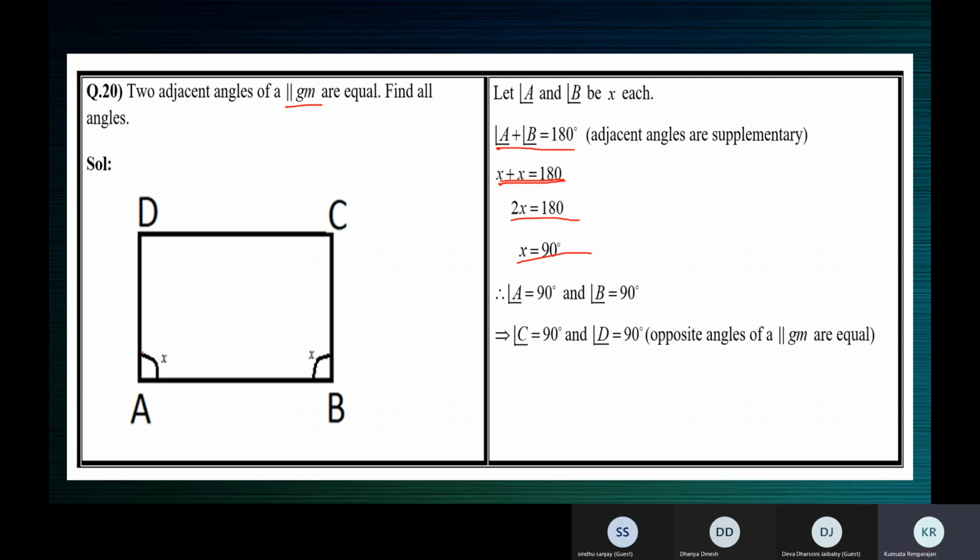So which means angle A is x, which is 90. Angle A is 90. But it's a parallelogram. Opposite angles are equal. So C is also 90. Angle B is 90 because x is 90. Then angle D is also 90 because opposite angles of a parallelogram are equal.